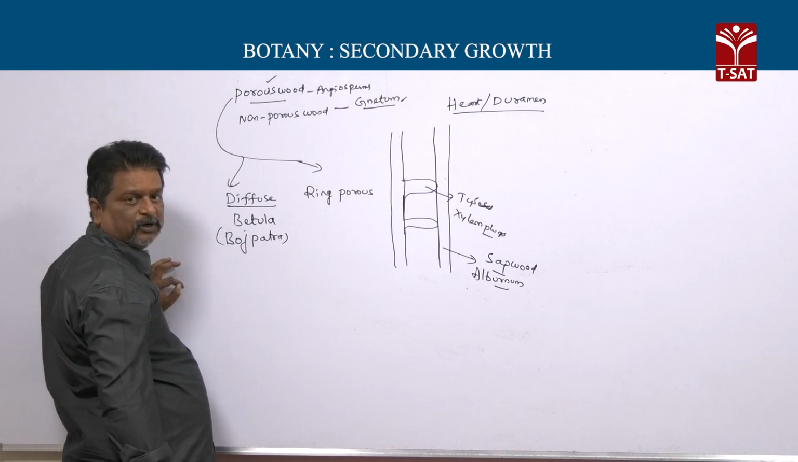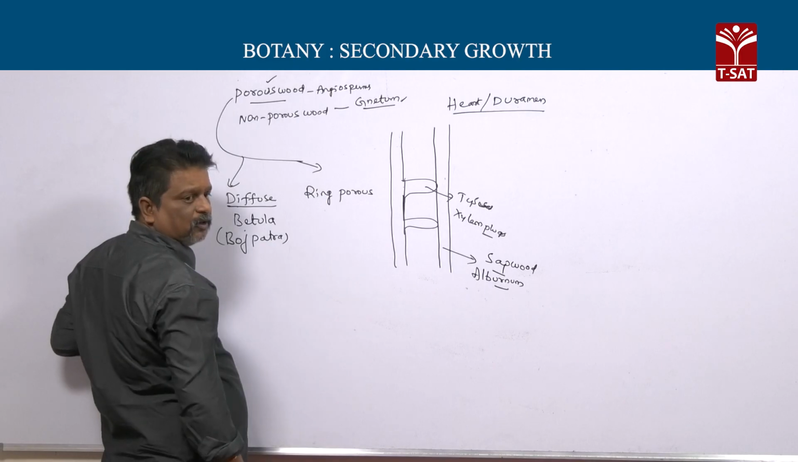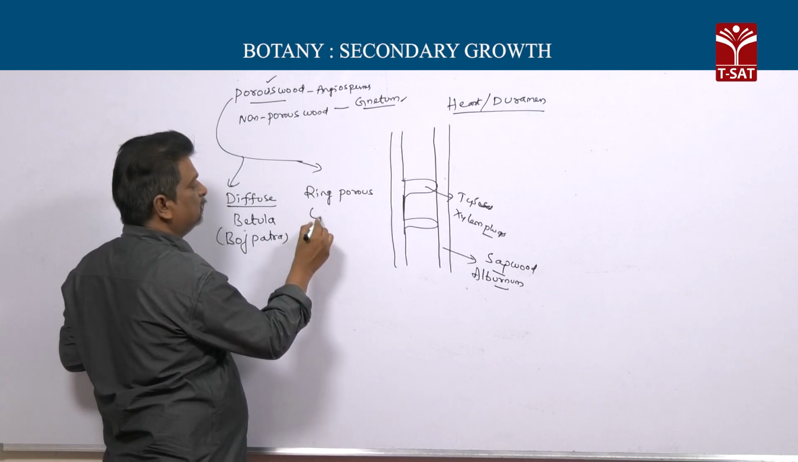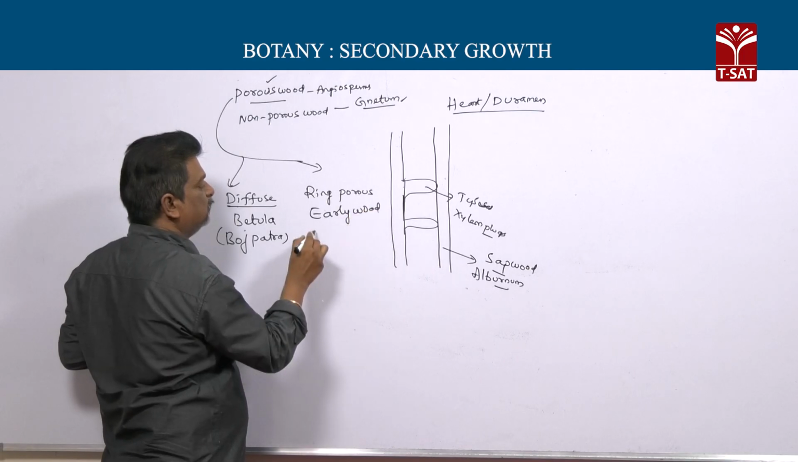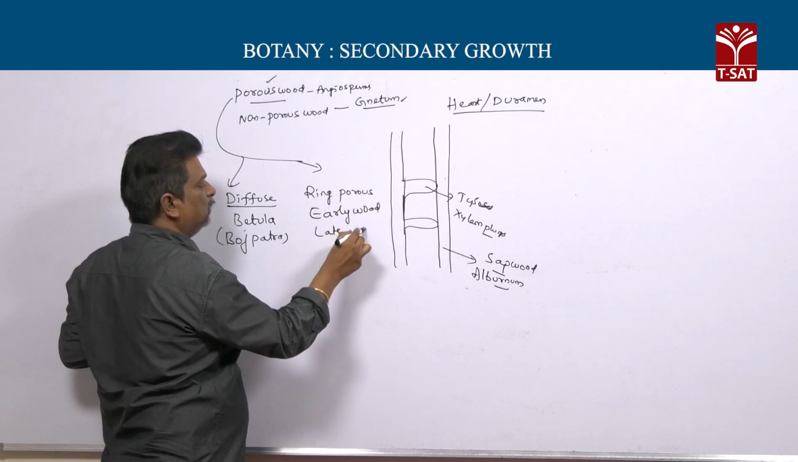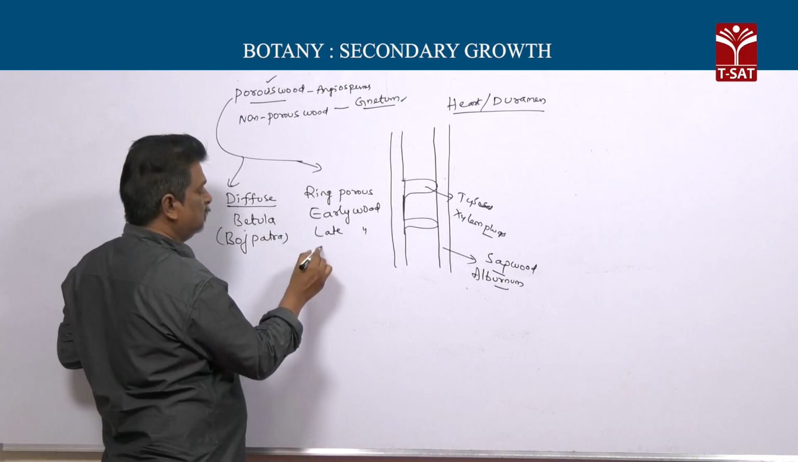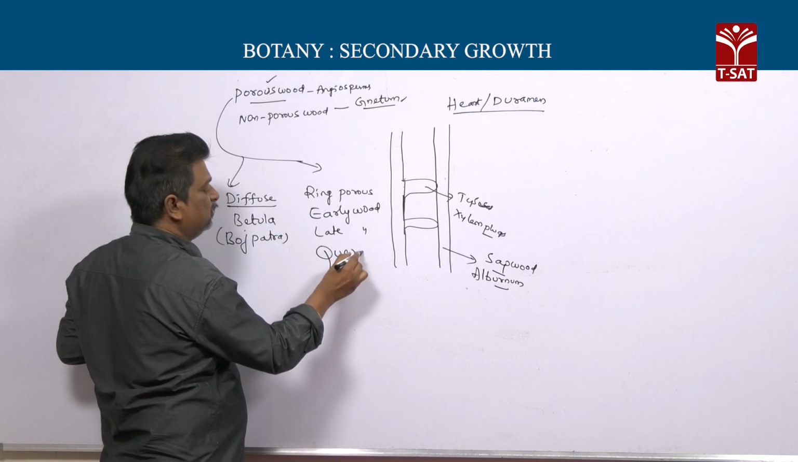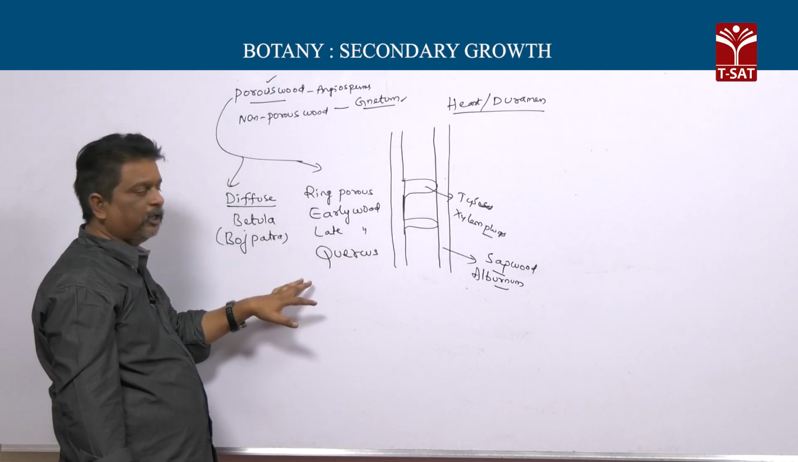Then the next one, ring porous wood. Ring porous wood means the vessels are not uniformly distributed. More vessels are present in early wood than late wood, called ring porous wood. Example for ring porous wood: Quercus. These are types of wood.